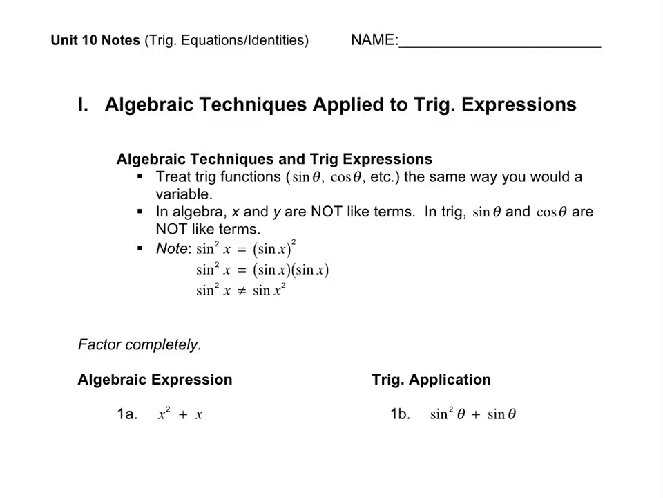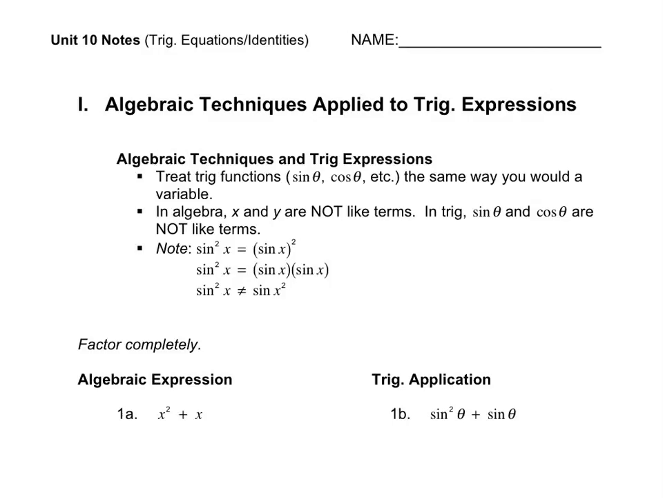So it says algebraic techniques and trig expressions. You want to treat your trig functions like sine of theta, cosine of theta, tangent of theta, or even sine of x, cosine of x, etc. the same way you would a variable. So anytime you would see sine of theta, it's like an x or a y or a z. It would stand for a letter. And remember, in algebra, x and y are not like terms, so therefore your sine of theta and your cosine of theta cannot be like terms. It would be like having two different variables.